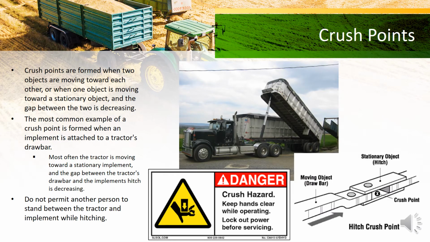Crush points. Crush points are formed when two objects are moving toward each other, or when one object is moving towards a stationary object. The gap between these two is decreasing. The most common example of a crush point is when you're trying to attach an implement to a tractor's drawbar. The tractor is moving towards the implement, which is stationary, and the gap between the tractor's drawbar and the implement's hitch is decreasing. Make sure you never permit another person to stand between the tractor and the implement while hitching.